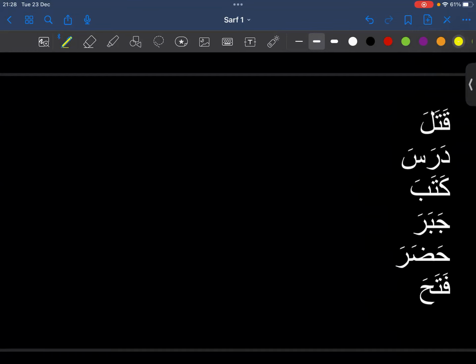Now, if I were to ask you to read this column on the right, we have verbs. قتل, درس, كتب, جبر, حضر, فتح. And if I were to ask you, what do all of these verbs share in common? What do you notice about them? Perhaps you would notice that they all share in the pattern of having 3 fathas on the root letters. قتل, درس, كتب, جبر, حضر, فتح.